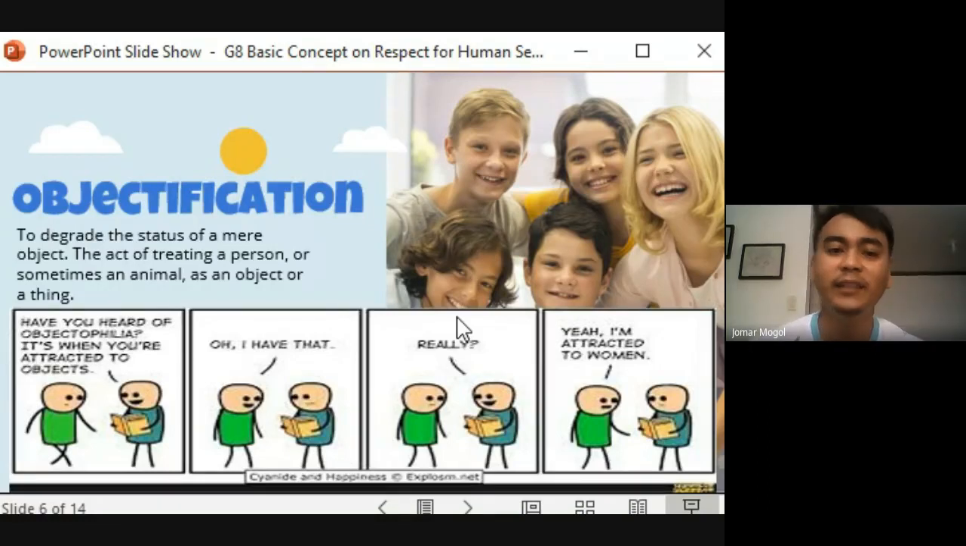So what I have here is another picture about objectification. So have you heard of objectophilia? Philia. It's when you're attracted to objects. Oh, I have that. Really? Yeah, I'm attracted to women.